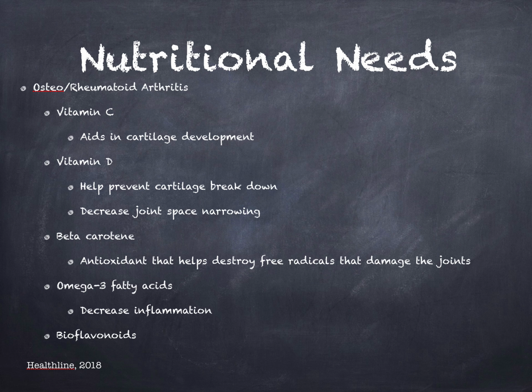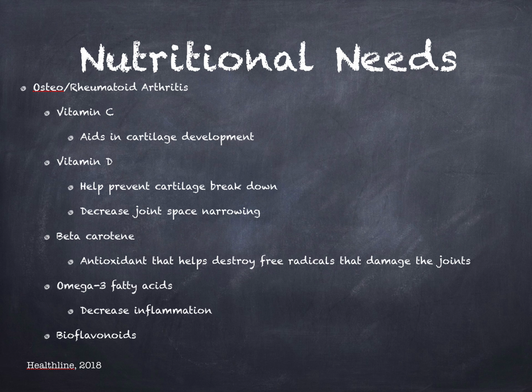Beta carotene is also an important antioxidant because it destroys the free radicals that can damage your joint. You could find that in carrots, romaine lettuce, spinach, sweet potatoes, fruits like cantaloupe or apricots.